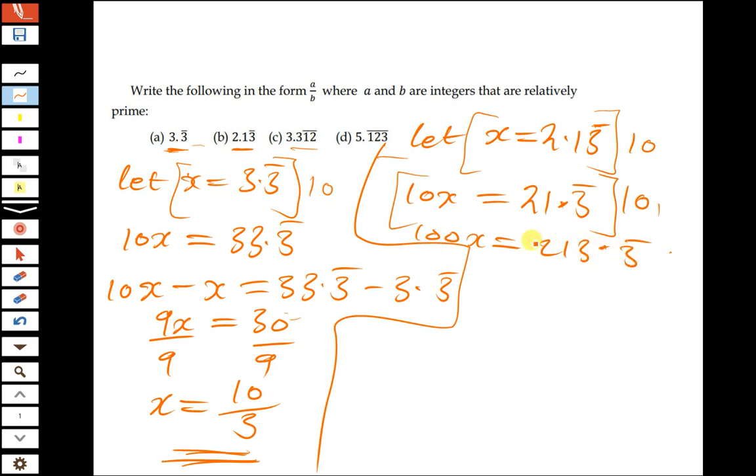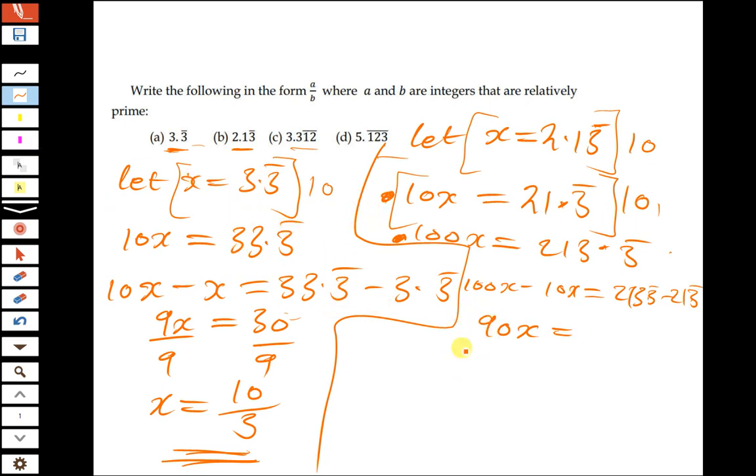The next step is to move this point to cover the repeating number, which is 1. So it's just the same as again multiplying this same equation by 10. So 10 times 10x, we get 100x is equal to 10 times 21.3 bar, which is 213.3 bar. Then we can subtract: 100x minus 10x is equal to 213.3 bar minus 21.3 bar. So 100x minus 10x will give us 90x is equal to, when you subtract 213.3 bar minus 21.3 bar, the answer will just be 192.